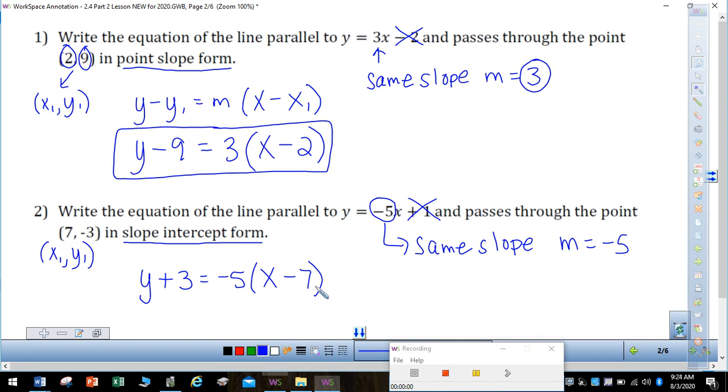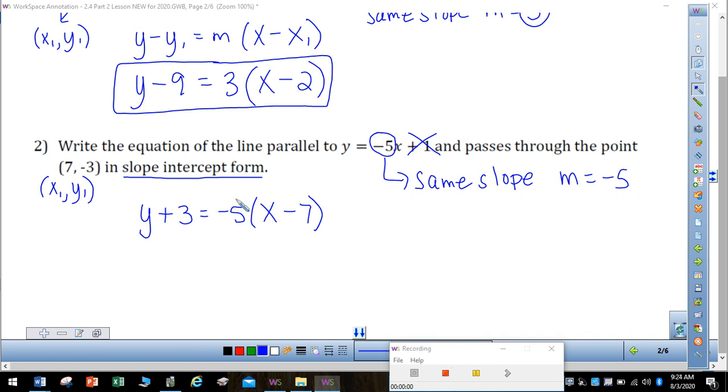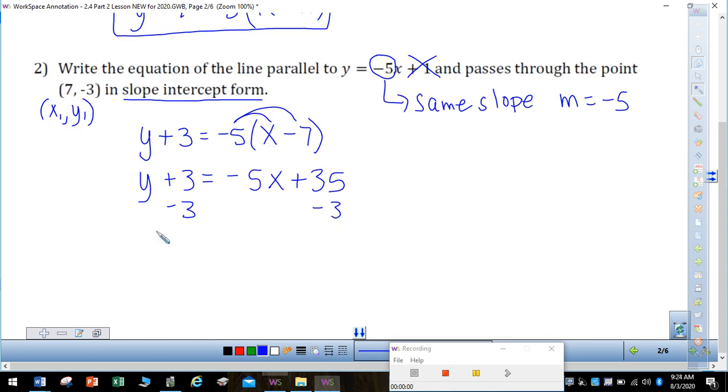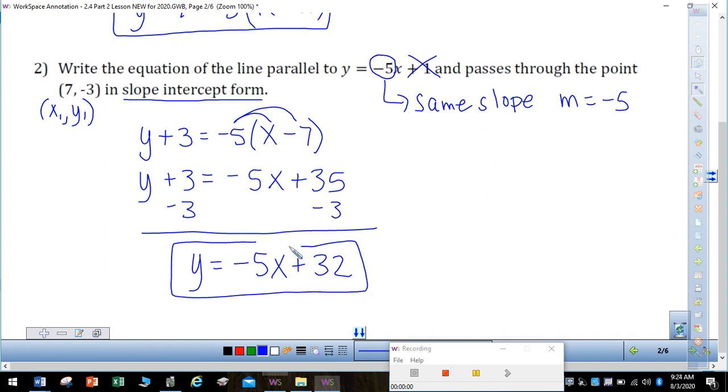Now we're not done yet because we want to get it in the form of y equals mx plus b. We want to get y by itself. So let's go ahead and distribute the negative 5. And then we're simply going to subtract 3 from both sides. So our final answer here is y equals negative 5x plus 32, because it's asking for the answer in slope-intercept form.